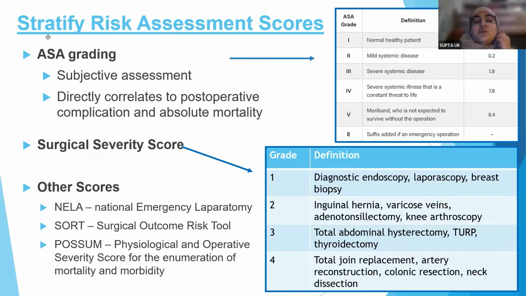And then there are other scores which are worth mentioning, but they're more specific for certain surgeries. So you have NELA, and then you have SORT and POSSUM. But I think the one that's worth knowing for exams and for your practical exams, be it OSCEs or ISCEs, is ASA grading. Okay.